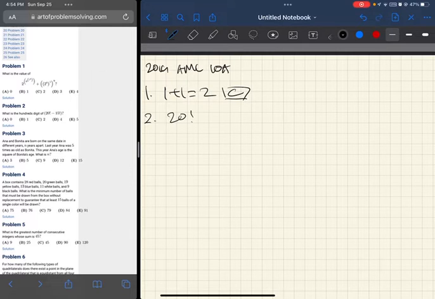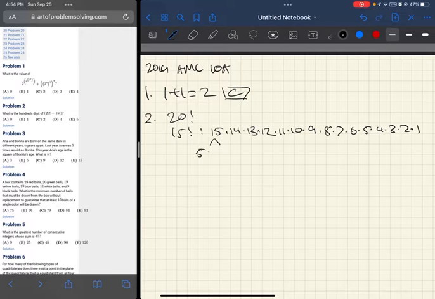So you have 20 factorial, you have 15 factorial. Let's just look at 15 factorial in this case. 15 factorial is 15 times 14 times 13 times 12 times 11, and this goes on all the way down to 1. Now, if you split 15, you have 5 times 3. Split 14, you get 7 times 2.